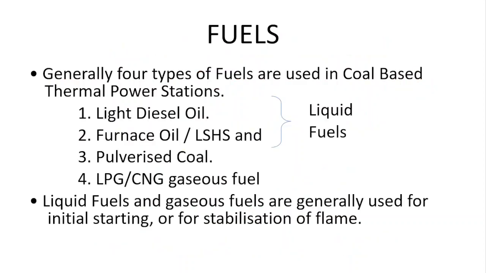Generally, four types of fuels are used in coal based thermal power stations: light oil, furnace oil, LHS, and pulverized coal, and LPG and CNG or gaseous fuel. Out of these, the first two are liquid fuels, the third one is the solid fuel, and the fourth one is the gaseous fuel. Liquid fuels and gaseous fuels are generally used for initial starting or for the stabilization of flame.